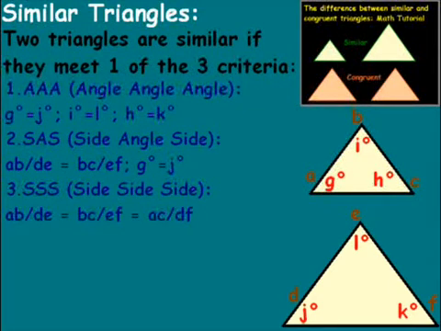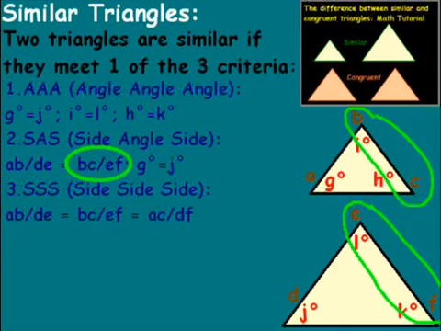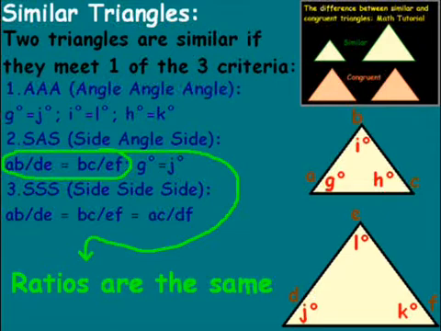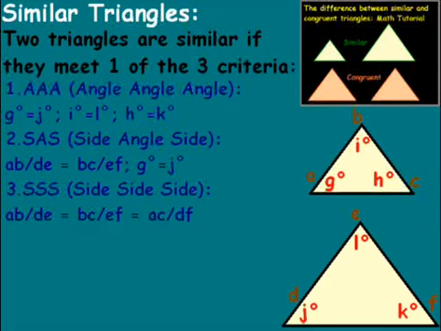Another way that we can find out if two triangles are similar is if they pass the side angle side test. I'm going to circle AB and DE there, and then I'm going to circle BC and EF. Now between these two we need to have the same ratio. So AB divided by DE is going to equal the same ratio as BC divided by EF. And then because it's side angle side, we need an angle to be corresponding as well. In this case I've circled angle G and angle J, and I'm going to say those are similar, and that would qualify us for the side angle side criteria.